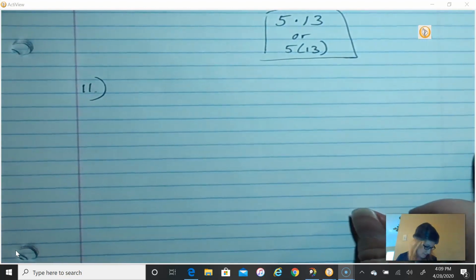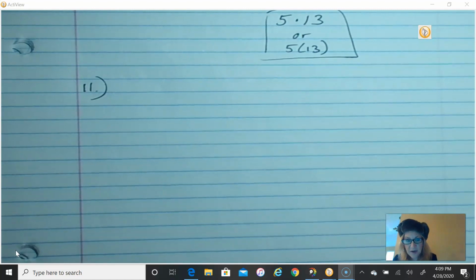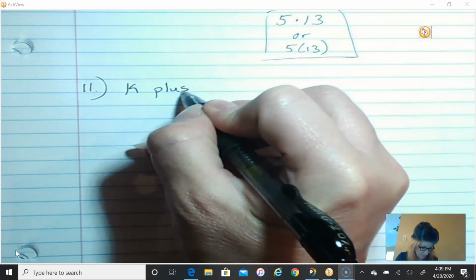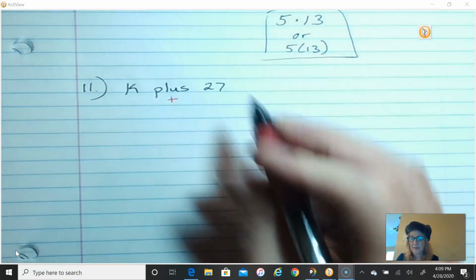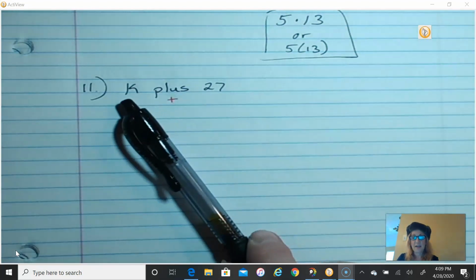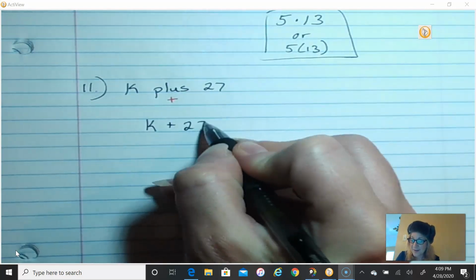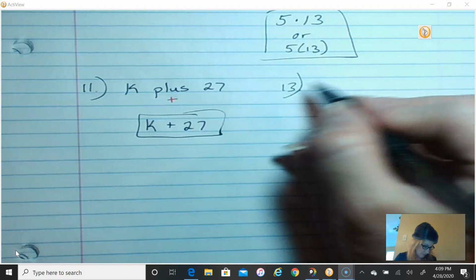All right, 11. It says, write an algebraic expression for each word phrase. You're doing the same thing we're doing right now, or we've been doing. The only thing you're going to do is you are going to be using some letters this time, okay? It isn't bad, don't worry. K plus 27. We know that that means that. We don't know what K is. That's just a variable in place of whatever number. So your answer is K plus 27. Isn't that terrible?